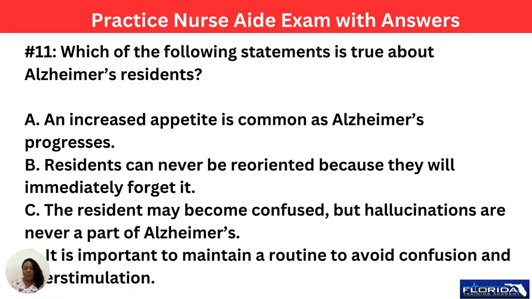Number 11, which of the following statements is true about Alzheimer's residents? A, an increased appetite is common as Alzheimer's progresses. B, residents can never be reoriented because they will immediately forget it. C, the residents may become confused, but hallucinations are never a part of Alzheimer's. And D, it is important to maintain a routine to avoid confusion and overstimulation. So how do you take care of a resident who has Alzheimer's?